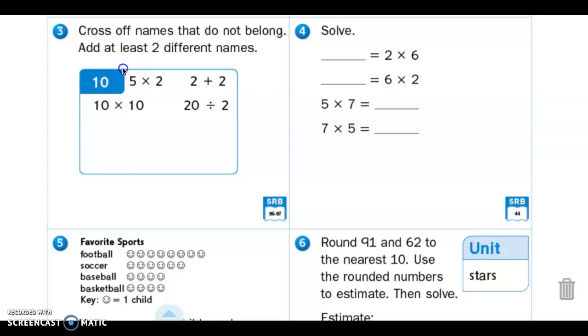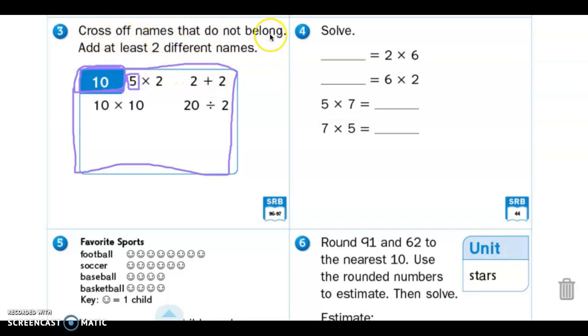Okay, this box right here, that means this entire box should equal 10. That's what it's saying. So think about it. 5 times 2. If I double 5, does that equal 10? Yeah, so I'm going to leave it. 2 plus 2. You know what 2 plus 2 is? Does 2 plus 2 equal 10? No. What does 2 plus 2 equal? It equals 4.